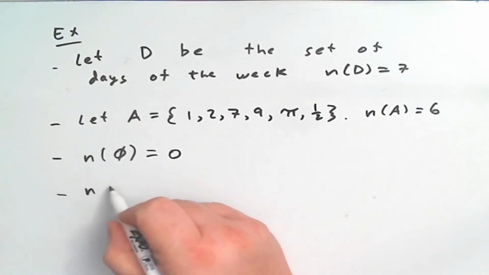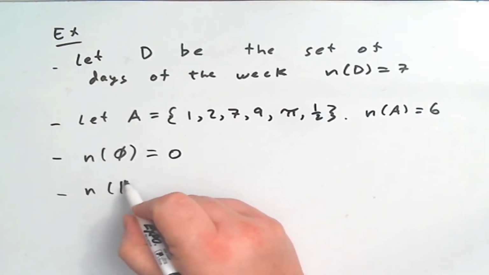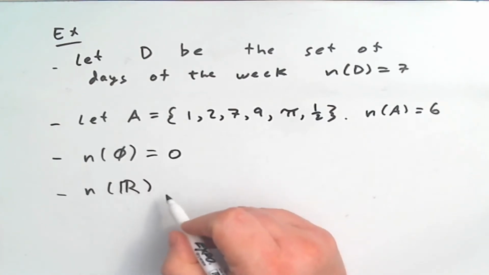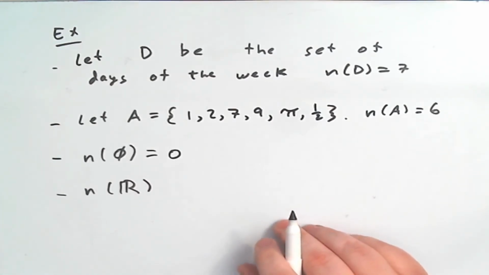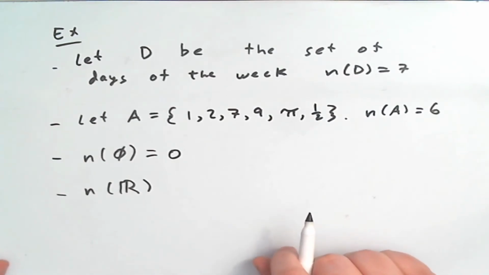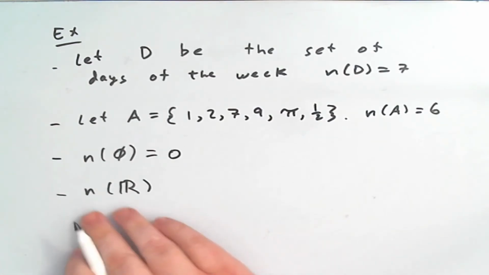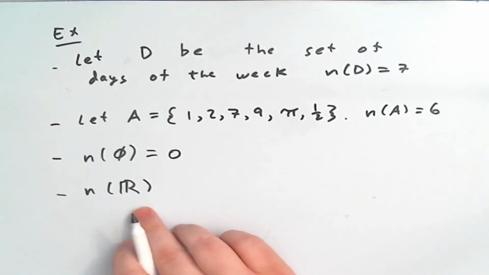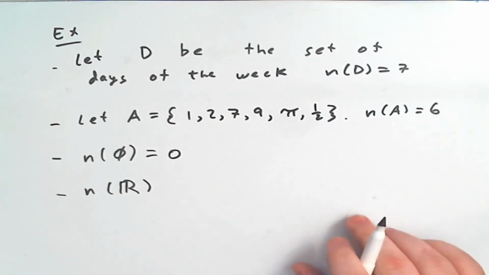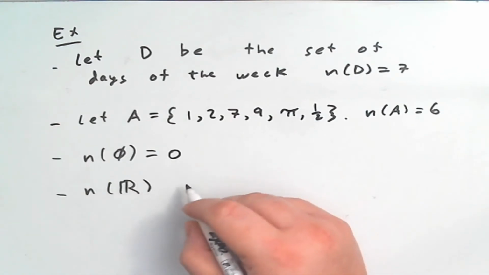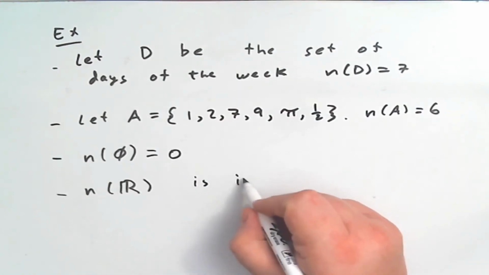Okay, let's take a look at another example. So the cardinality of the real numbers. We won't go into the super mathematical details of this because, as it turns out, there are different types of infinity when we're talking about cardinalities. But suffice it to say, there's an infinite amount of real numbers. So the cardinality of the real numbers is infinite.